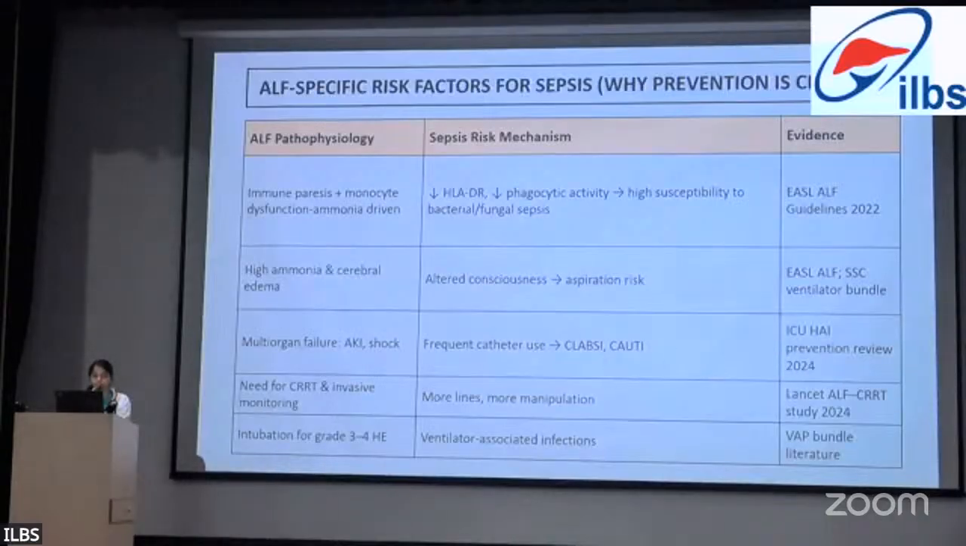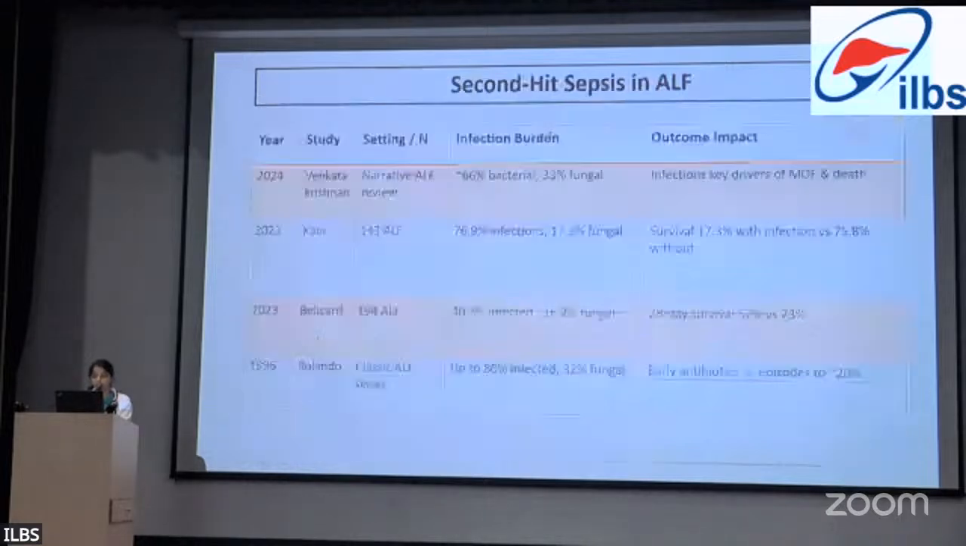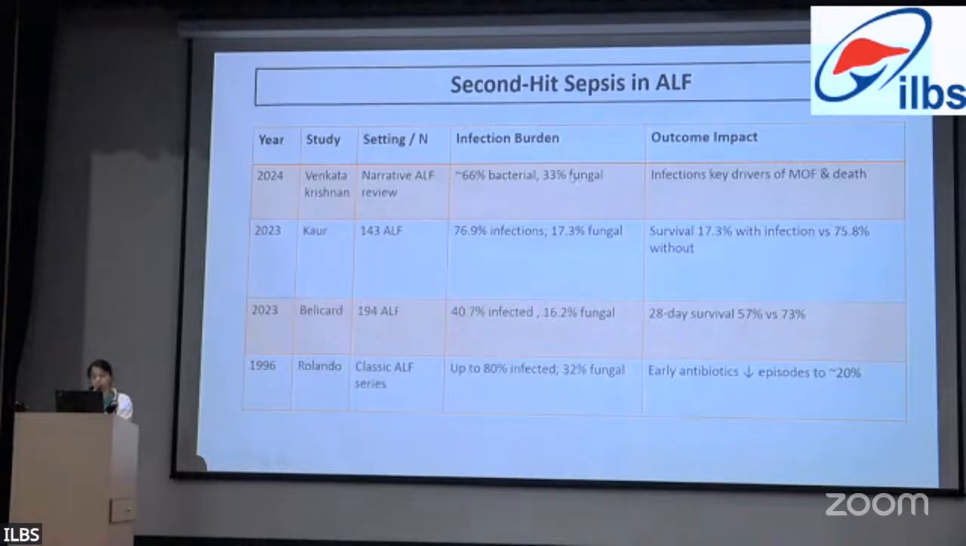So all of these invasive procedures that need to be done in ALF increase the risk of second hit sepsis in these patients. Intubation for grade 3-4 HE, again ventilator-associated infections, are other major risk factors. So, second hit sepsis in ALFs, these are the studies. In 2024, Venkata Krishnan had shown that 66% bacterial infections were found in ALF and 33% fungal.